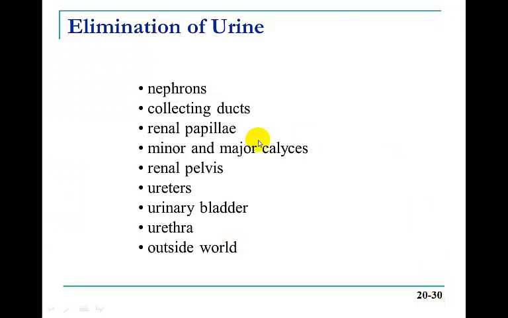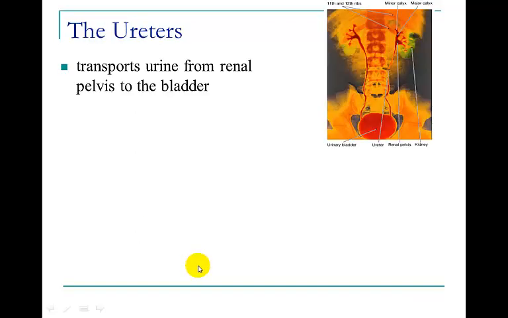Once urine has been made in the nephrons, the passage of urine goes from the nephrons to the collecting ducts, down to the tips of the renal papilla, and drain into the major and minor calyces, into the renal pelvis, the ureters, urinary bladder, urethra, and finally to the outside world. We can see some of that pathway in this picture.